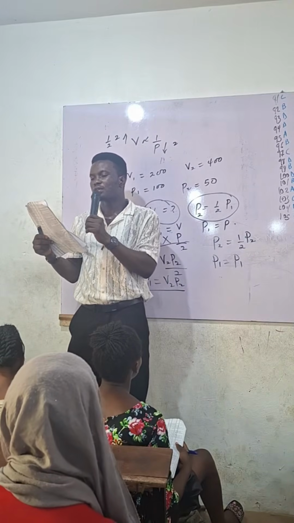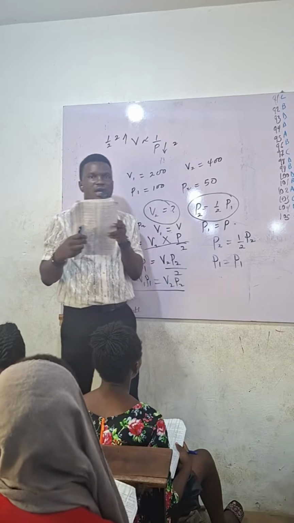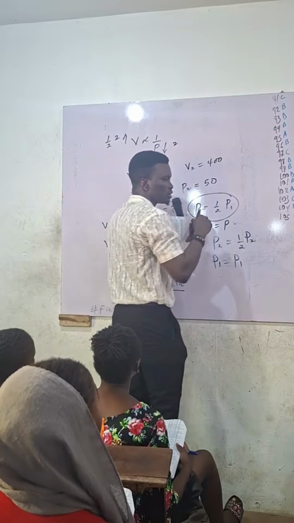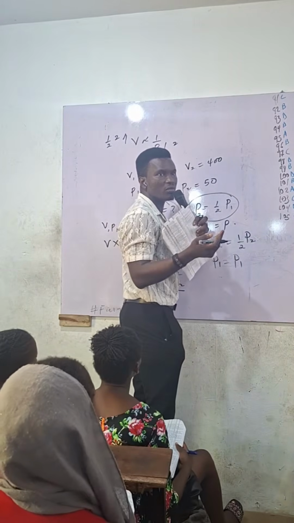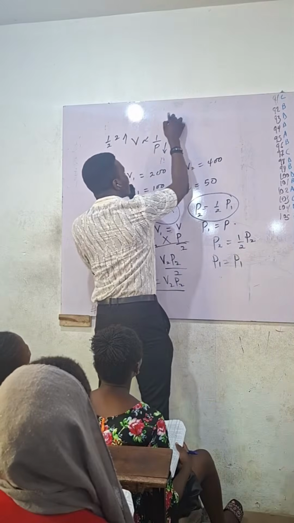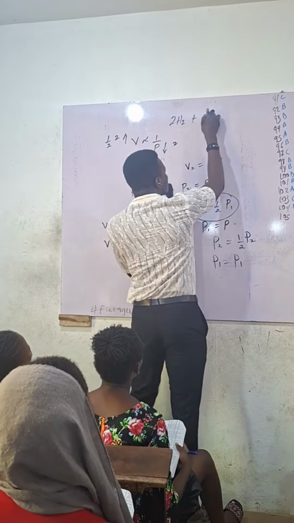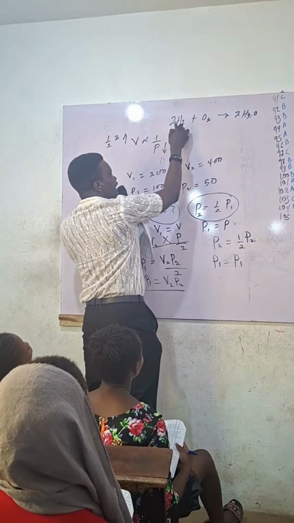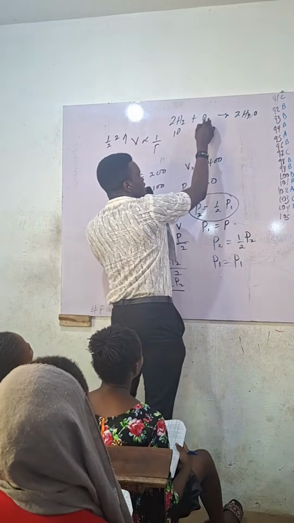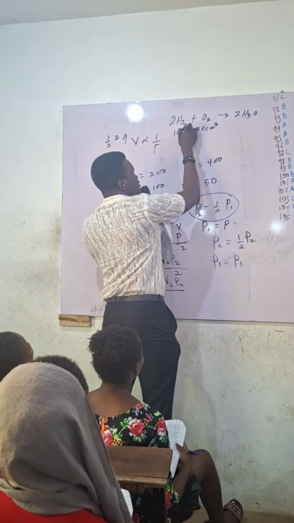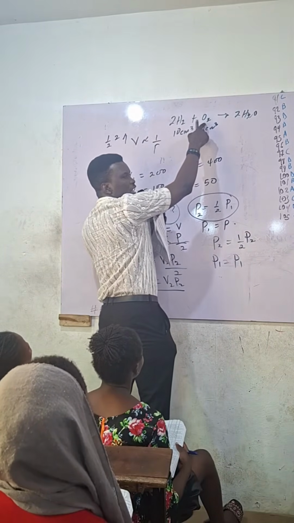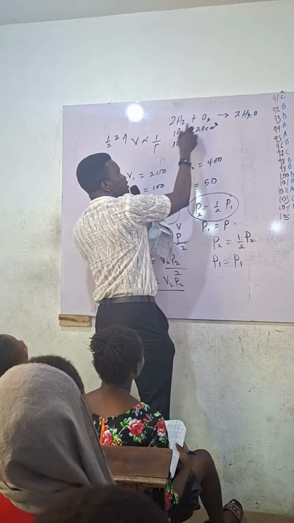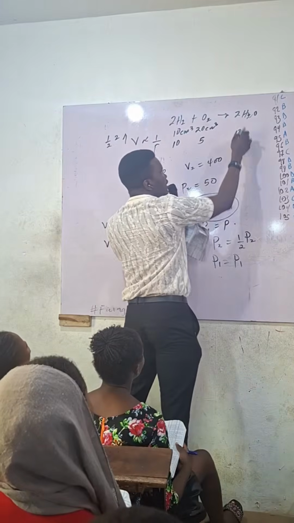They said that if 10 cm cube of hydrogen, some of you immediately see 10 cm cube of hydrogen and 20 cm cube of oxygen, and you just go on. So the equation is 2H2 plus O2 gives 2H2O. You can see that this one is 2:1. You can't use this 20. So if this is 10, this will be 5, and this will be 10.